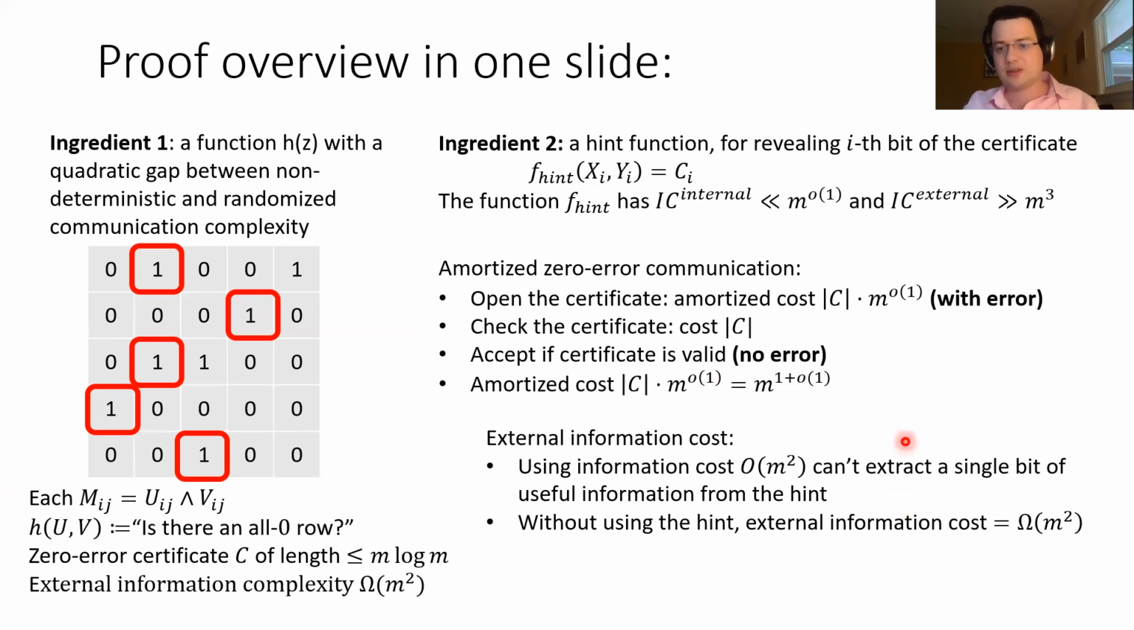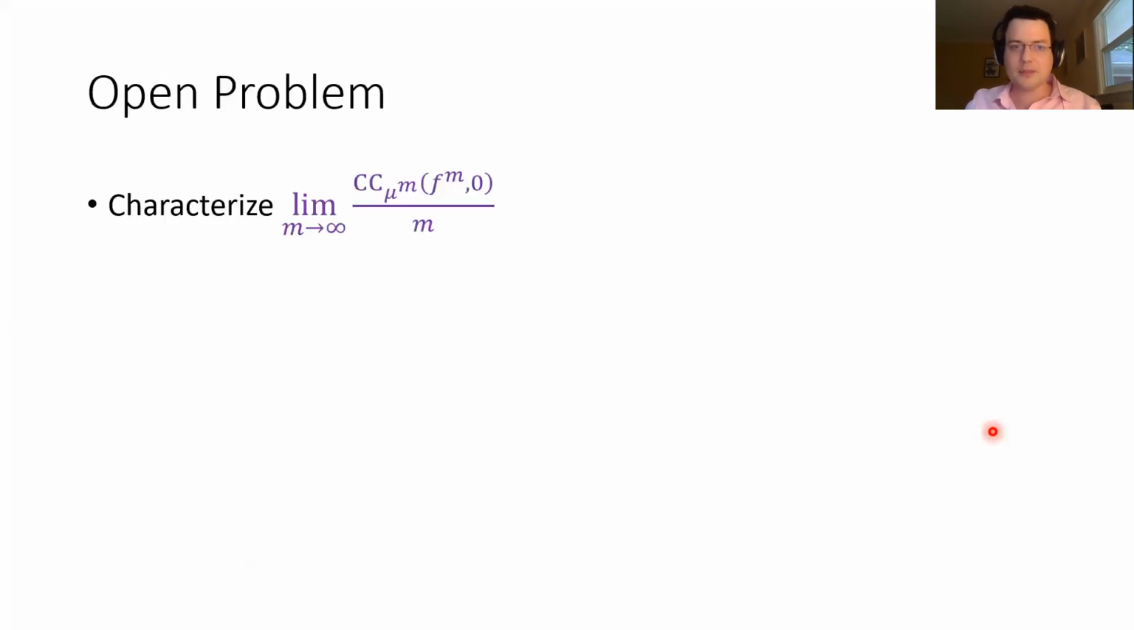It's a bit convoluted, but it has to be convoluted because, for example, if there was no separation between internal information complexity and communication complexity, this example couldn't exist. So it's quite delicate for a reason.